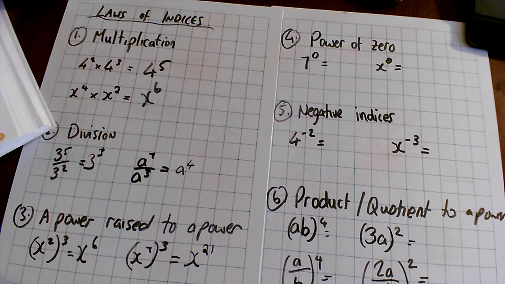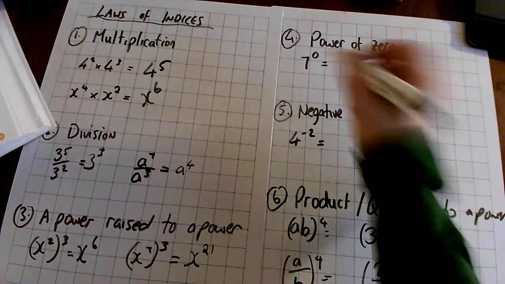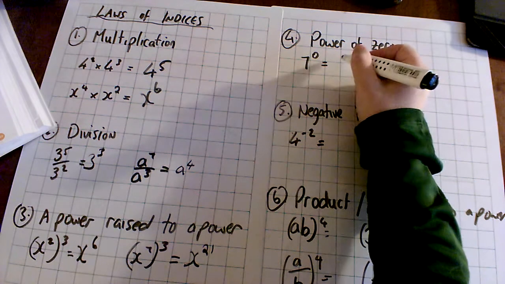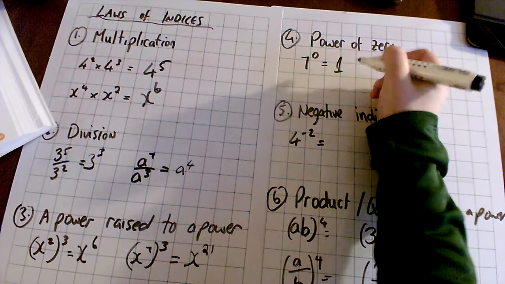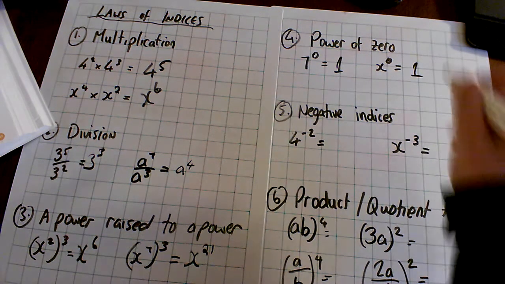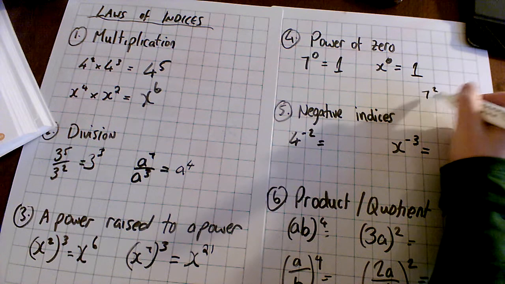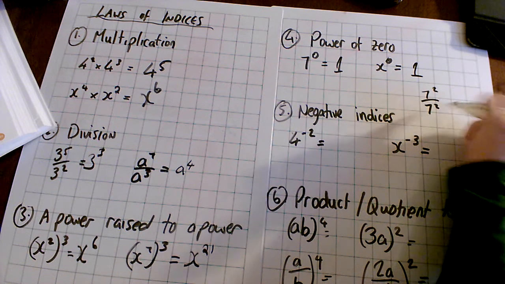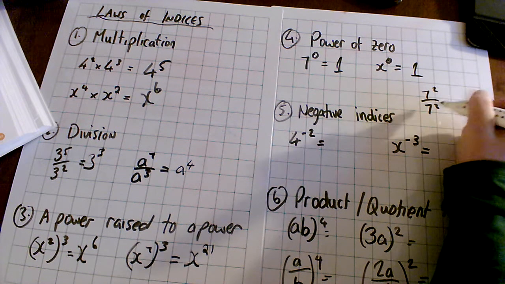Okay, there's 3 more rules to go through. We've come across this before, and again, some of you are unsure. 7 to the power of 0 is not 0, it's 1. X to the power of 0 is 1. And that comes from, if I have 7 to the power of 2 over 7 to the power of 2, what's anything divided by itself? It's 1.